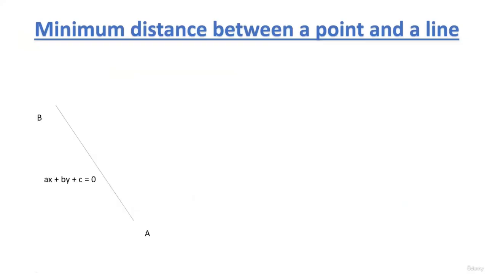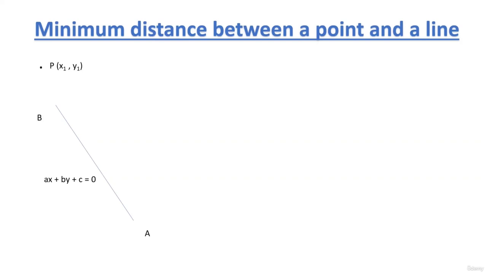So suppose we are given a straight line AB, and this equation is ax plus by plus c equal to 0, our standard linear equation. And there is a point P having coordinates x1 comma y1. Now we need to find out the minimum distance between this point P and the line AB.